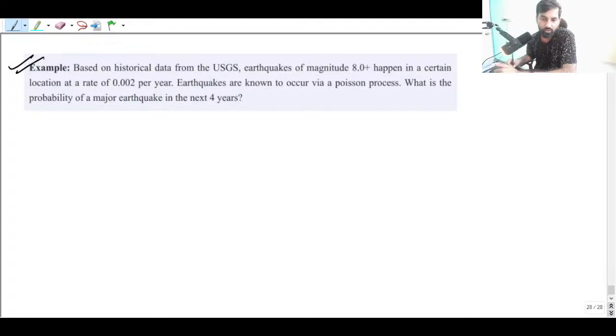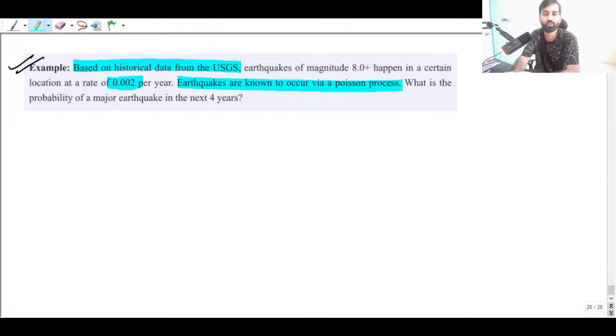So the question here is, based on the historical data from USGS, earthquakes of magnitude 8 plus happen in a certain location at the rate, this lambda is given, at the rate of 0.002 per year. Earthquakes are known to occur via a Poisson process. Now it is said that earthquakes occur via a Poisson process. What is the probability of a major earthquake in the next 4 years? In the next 4 years, right?